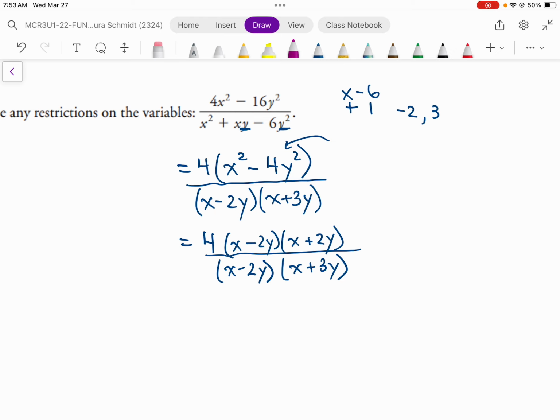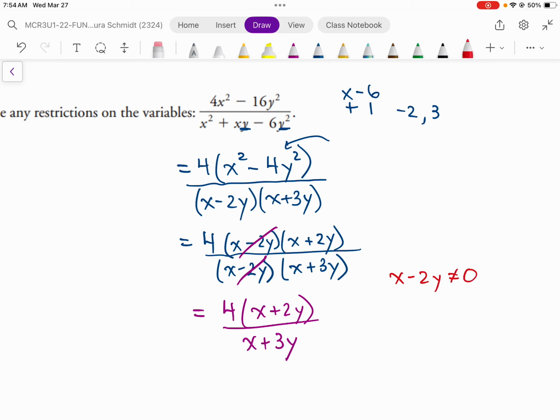Okay, what can we cancel out? This and this, leaving us with 4 bracket x plus 2y divided by x plus 3y. And if we have to state our restrictions, we would say that x cannot equal, oh, actually this one's kind of hard. I maybe cover this in class, but okay, let's set our bracket not equal to 0, and we isolate x, so x can't equal 2y.